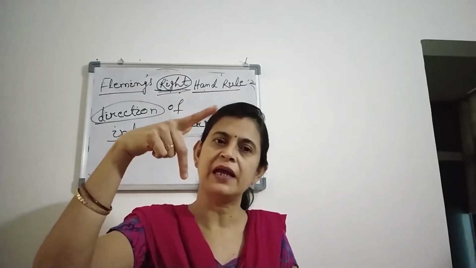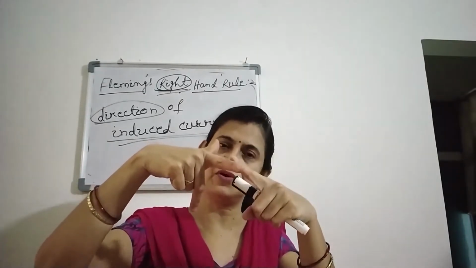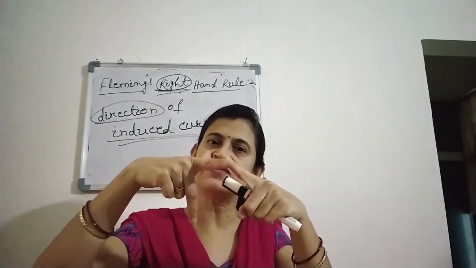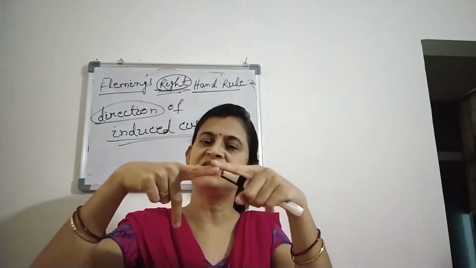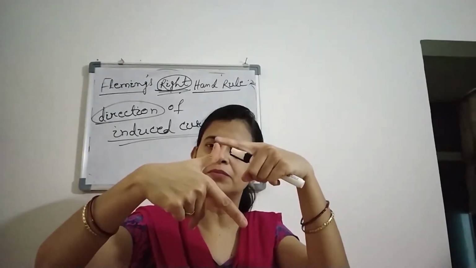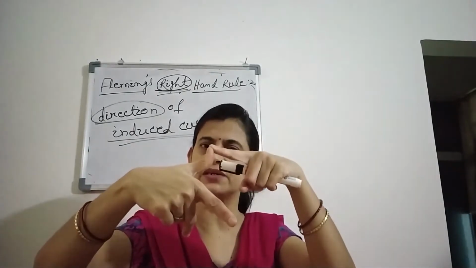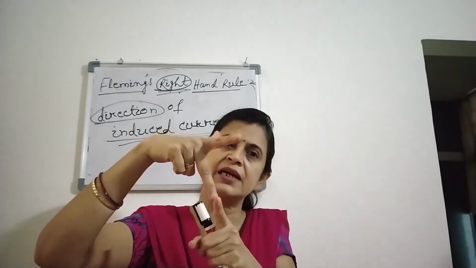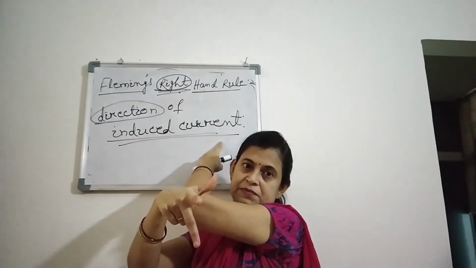Second point, if the first finger or the forefinger indicates the direction of magnetic field, which is denoted by B, and the thumb points the direction of force or the direction of the motion of the conductor, then the central finger will indicate the direction of induced current. Clear?